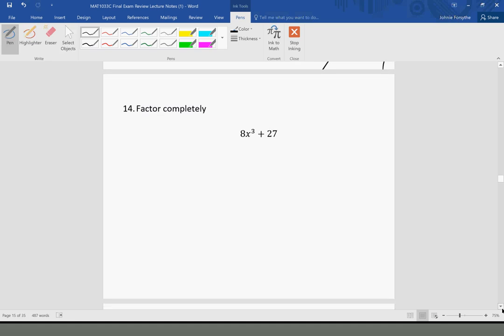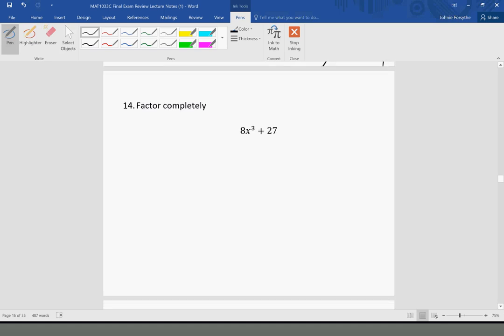Alright, so I'm going to kind of jump around here. We'll definitely factor this. So factor completely. So we have the sum of cubes here. So remember this factor pattern, a cubed plus b cubed. It's going to be a plus b times a squared minus ab plus b squared. So let's look at what we have here. We have 8x cubed and 27.